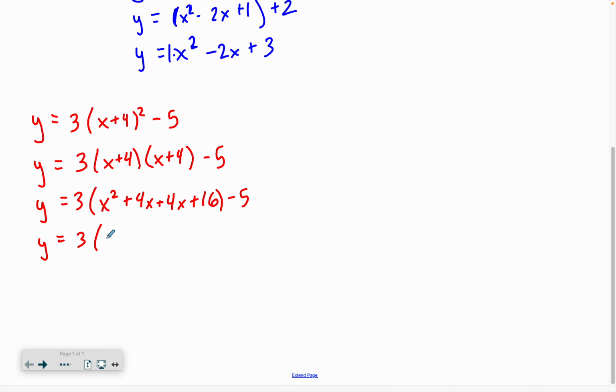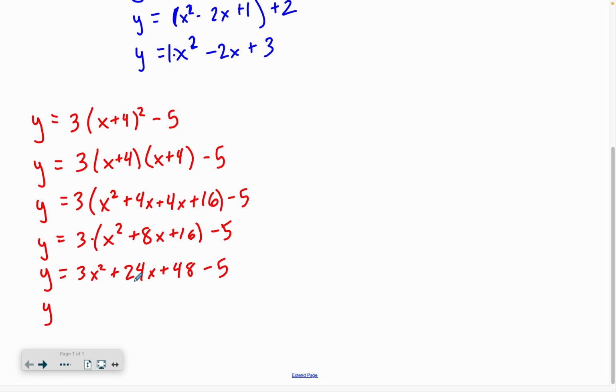So now I've got 3 times x squared, combining like terms, plus 8x, plus 16, minus 5. Now we just do order of operations. We have 3 times that trinomial, and then minus 5. We're going to do multiplication first. So I distribute this 3 to the x squared, getting 3x squared. I distribute this 3 to the 8x, get 24x. And I distribute the 3 to the 16 to get plus 48, and then I have minus 5.